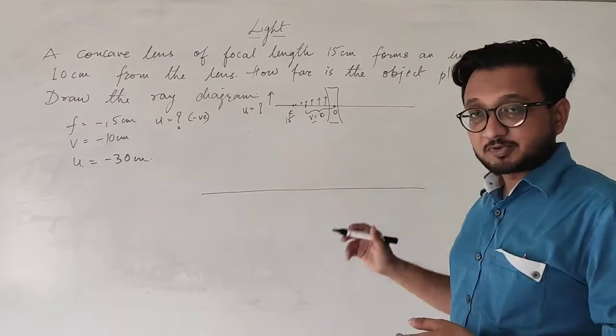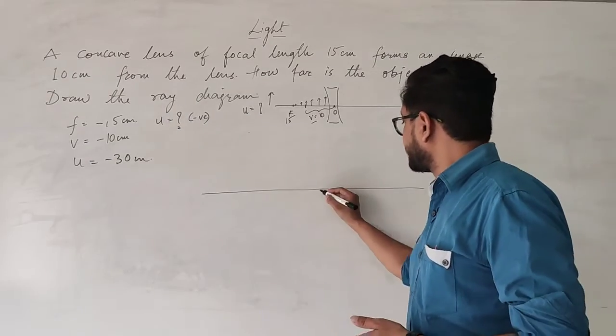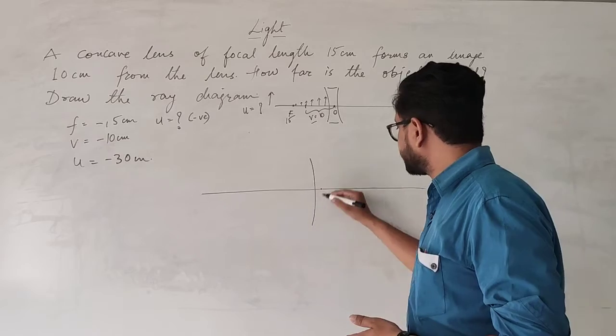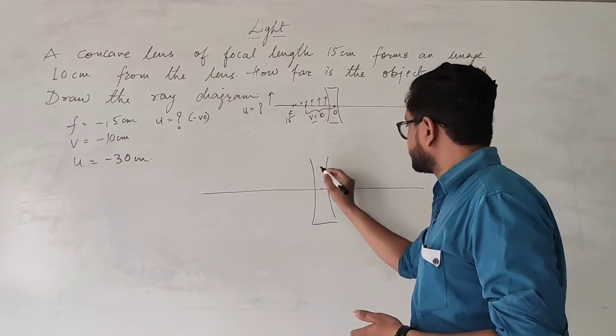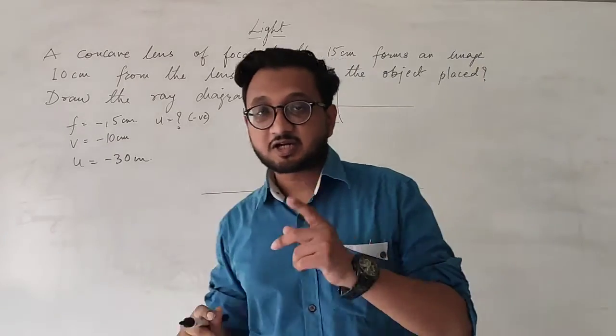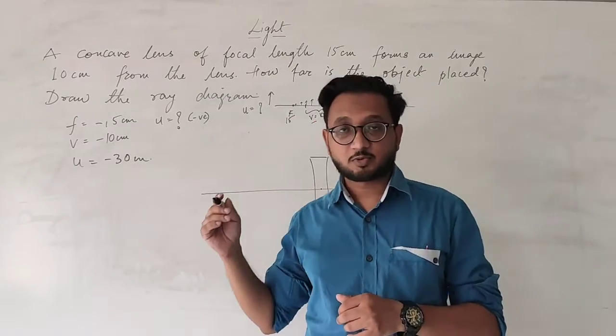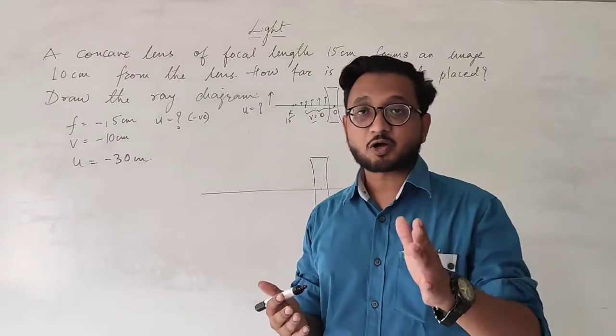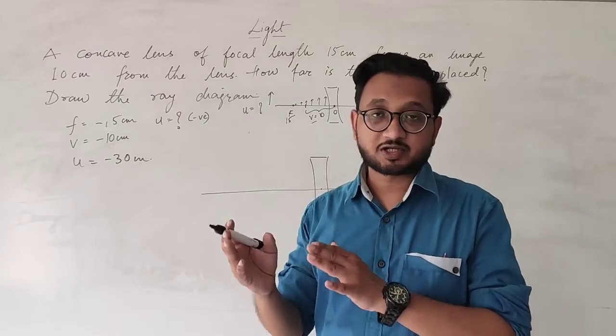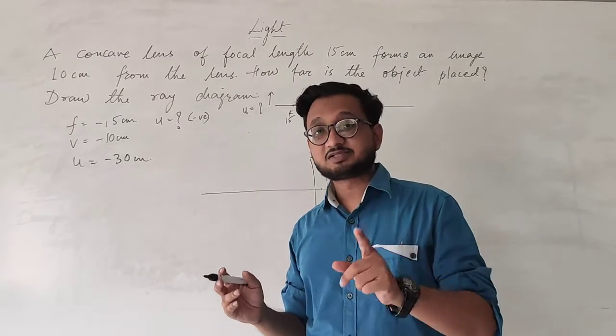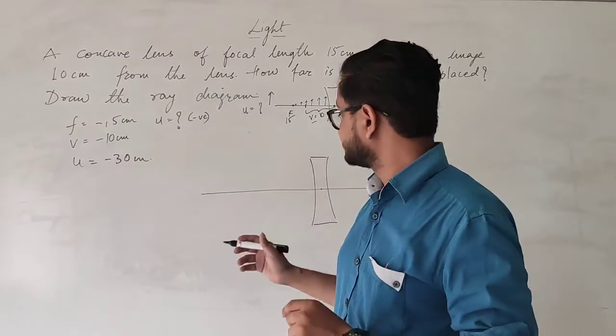So first of all, draw the principal axis, okay? And then the concave lens in the center of it. Draw it accurately like I showed you. Because I am drawing on the board, it might not be accurate, but you draw it exactly like I showed you how to draw it in the notebook using the scale, pencil and protractor, okay?